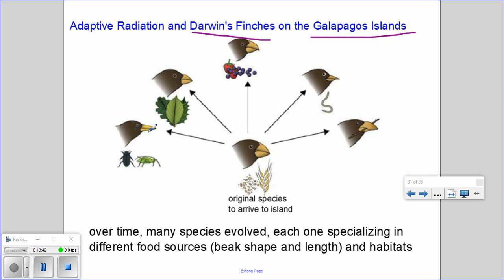So, we have these different beak lengths, which might be used for retrieving insects, beaks which are used for crushing berries or nuts, beaks that are used for obtaining insects out of the ground, beaks that are used for carrying twigs or branches to build nests.